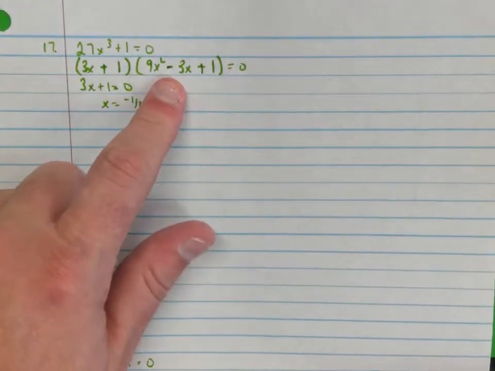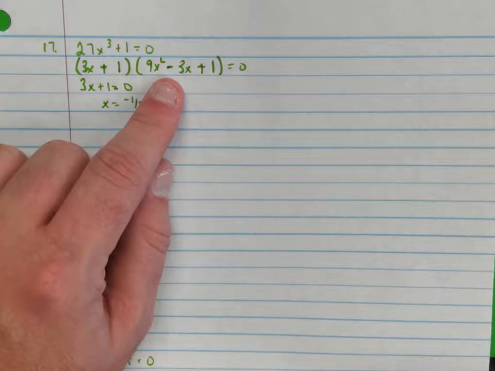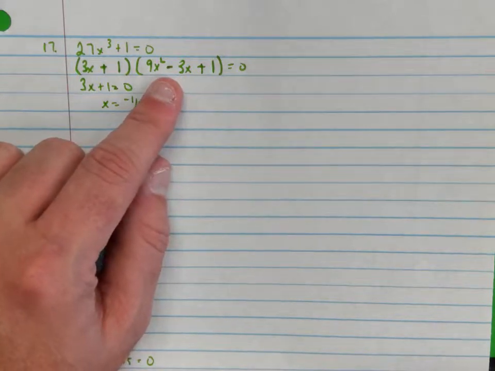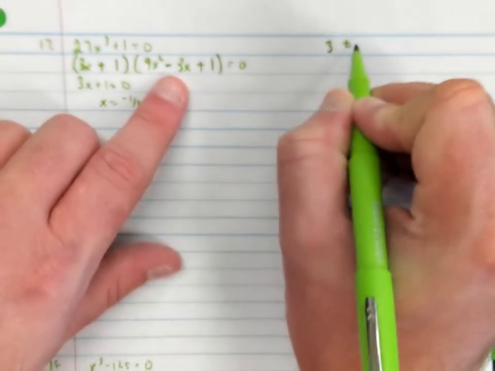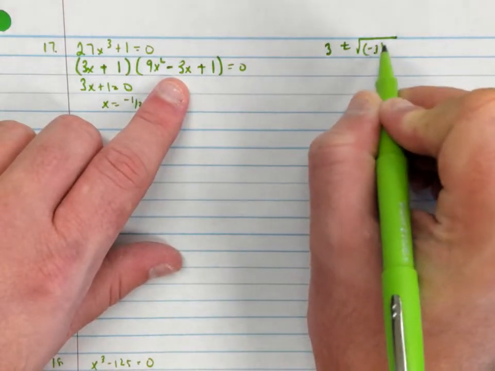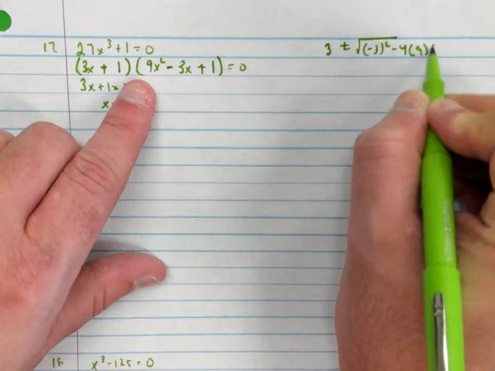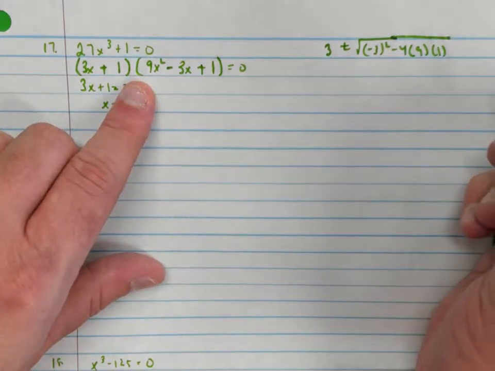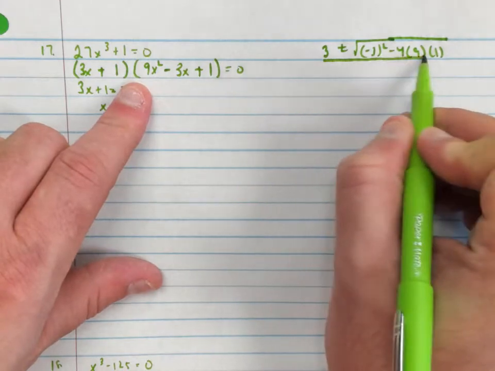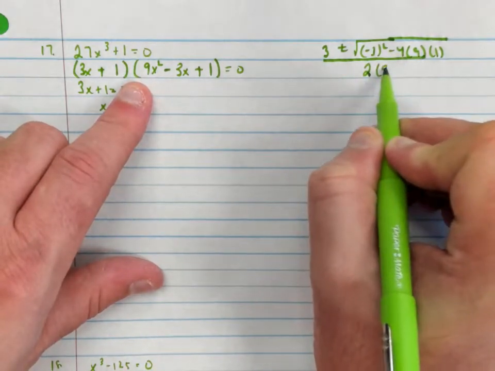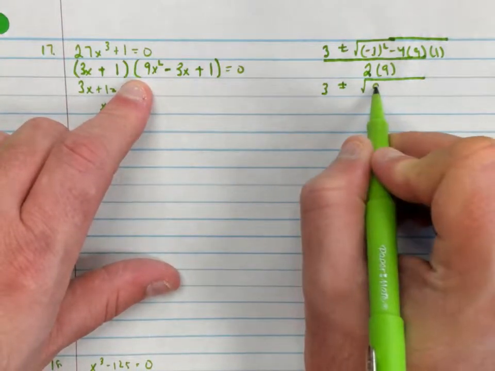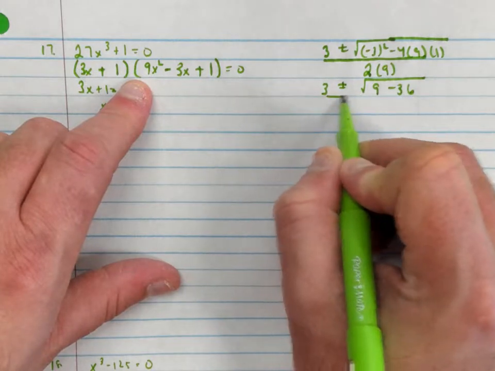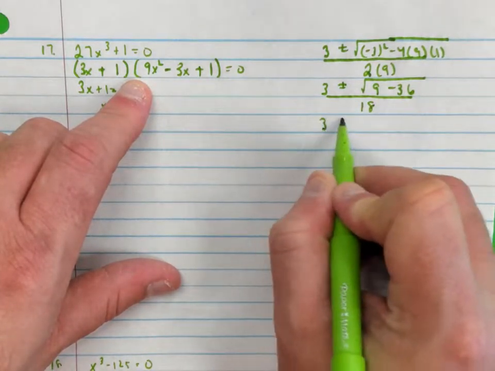Now, what type of function is this? Quadratic. My first line of defense is to try to do what? Factor. If I can't factor, I'm forced to use the what? Can I factor that? No. So here we go. Opposite of b, plus or minus the square root of negative 3 squared minus 4 times 9 times 1, all over 2 times 9. That's 3 plus or minus the square root of 9 minus 36, over 18.